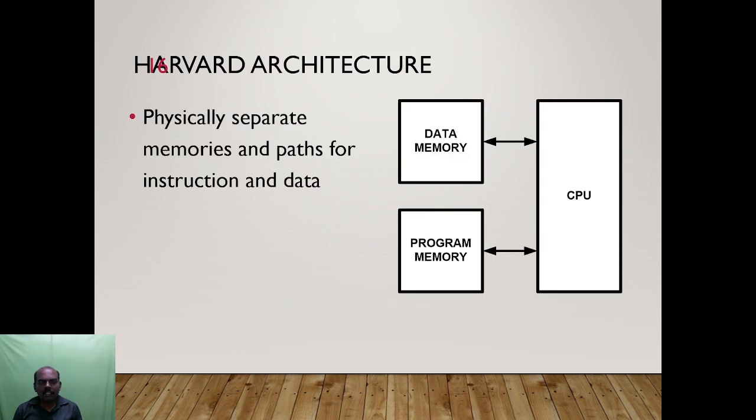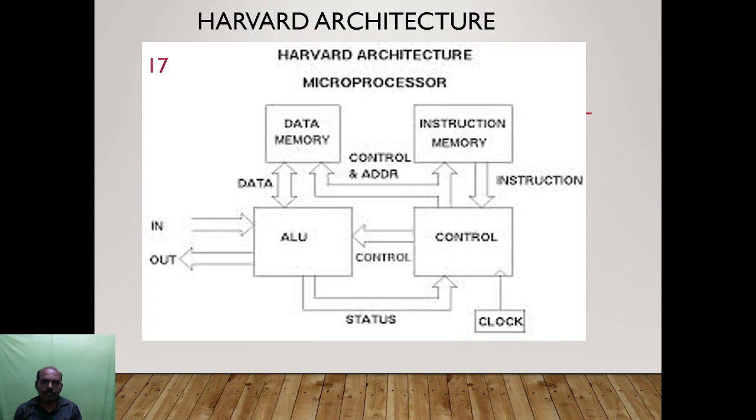Now the next slide discusses Harvard hardware architecture. In Harvard architecture, we have three blocks: physically separate memories and paths for instruction and data. First block is data memory, second one program memory, then third one CPU, the central processing unit. This is the basic architecture of Harvard. This is the overall microprocessor. We have four blocks. First one data memory, second one instruction memory, third one arithmetic logic unit, then fourth one control unit.